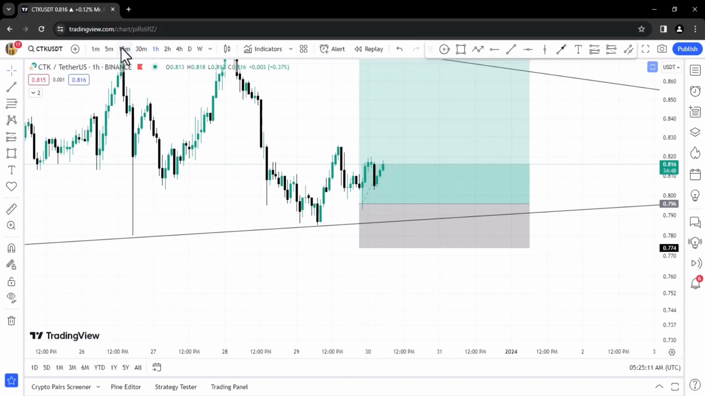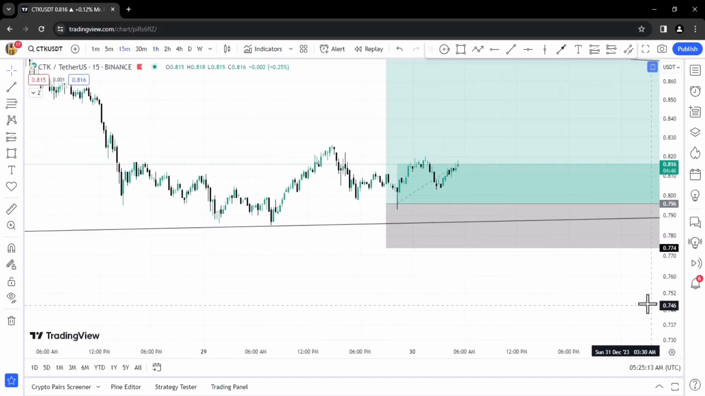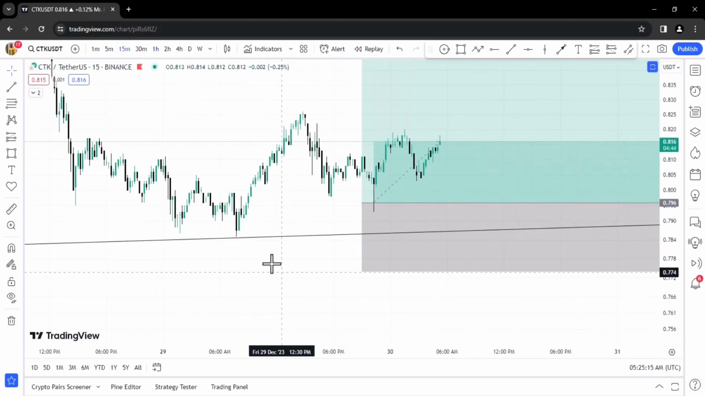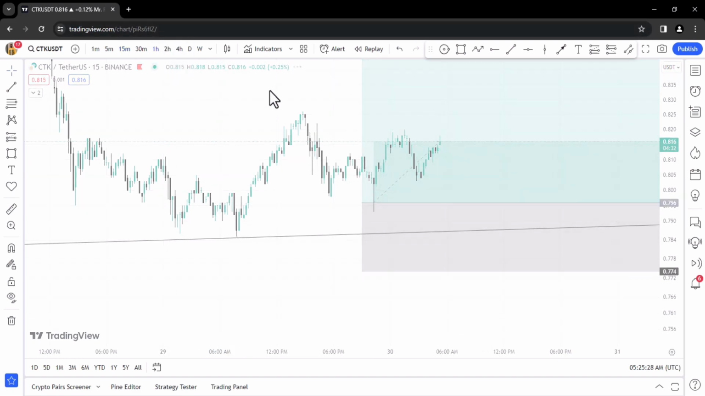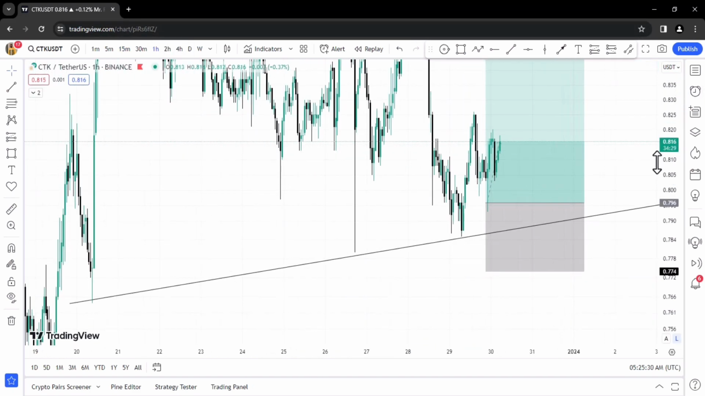Let's go to 15 minutes. Yeah, very clear. You could see a break of structure here, and the market usually comes back to test its break of structure. So that was what happened. The market came back, tested it. You could see this clear rejection, and the market is moving upwards. So that is it for it. So you can buy in your spot market.